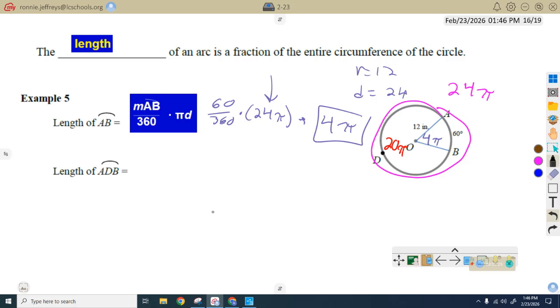All right, so let's see, if the whole thing is 24, and we know this is 4, the rest of it should be 20.